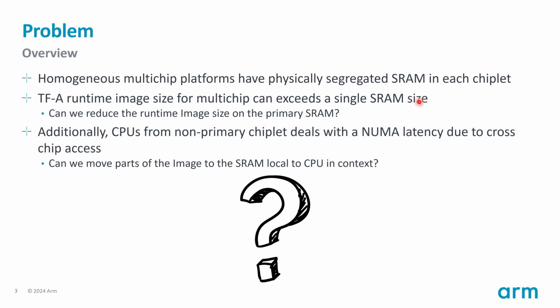Thank you. So taking a look at the problem, if we think of homogeneous multi-chip platforms, we have essentially chiplets which are cloned across multiple numbers. So let's say if we have a quad.